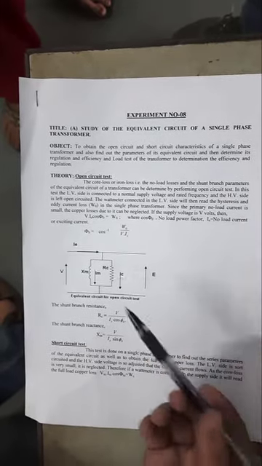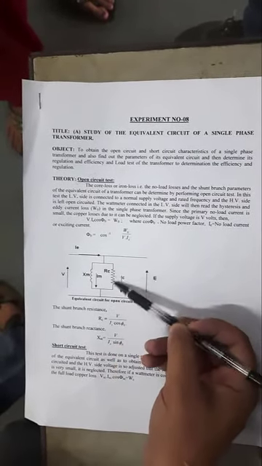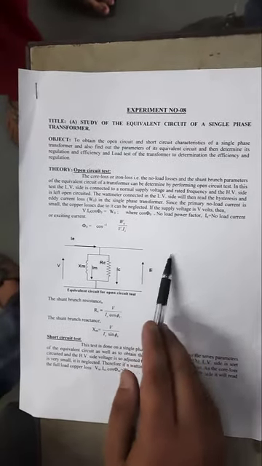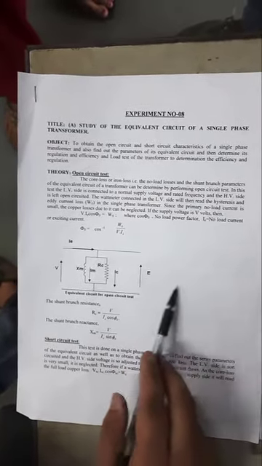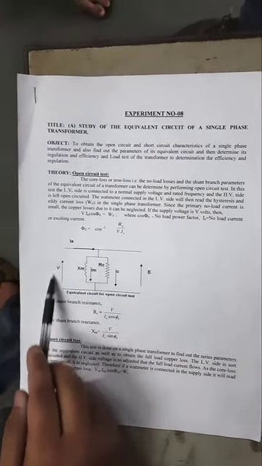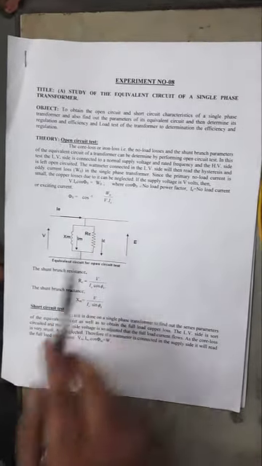As we know, this is the equivalent circuit of a single phase transformer. This is the magnetizing reactance, this is the core loss resistance. So during no load test or open circuit test, your secondary side of the transformer is left open and supply voltage is provided to the primary side only. And open circuit test is done at rated voltage.